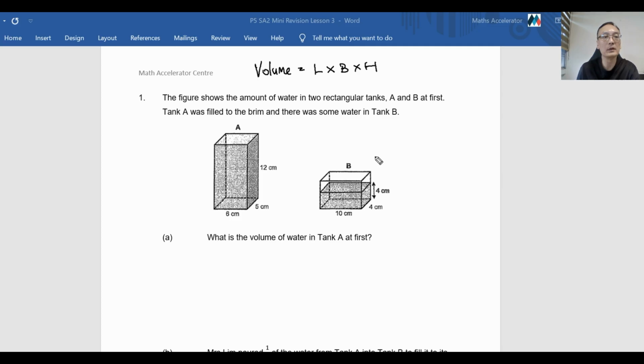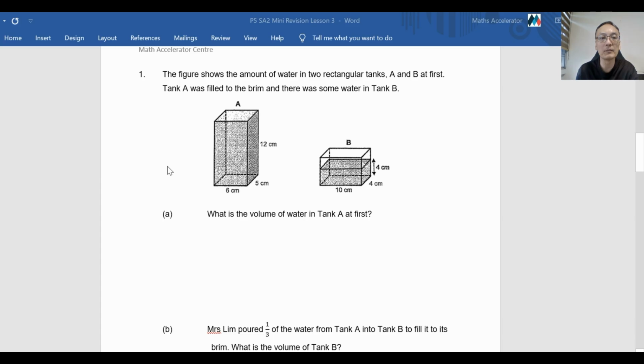So here's question 1. The figure shows the amount of water in two rectangular tanks, A and B, at first. Tank A was filled to the brim and there was some water in tank B. Part A is to find the volume of water in tank A at first. And part B, Mr. Siu poured 1/3 of the water from tank A into tank B to fill it to its brim. What was the volume of tank B?